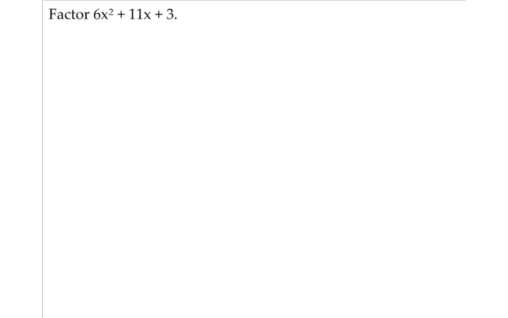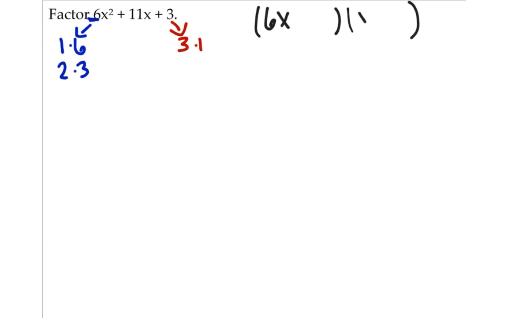So I'm going to look first at the 6. And there are two ways I can multiply to get 6. I can do 1 times 6, or I can do 2 times 3. I'm going to also look at 3. The only way I know how to multiply to get 3 is 3 times 1. So I'm going to set up my parentheses, and I'm just going to pick 2. So we're going to take 6x, x, 3, and 1.